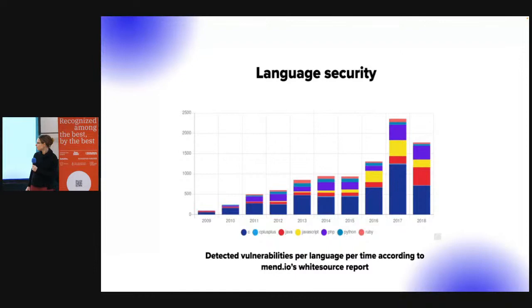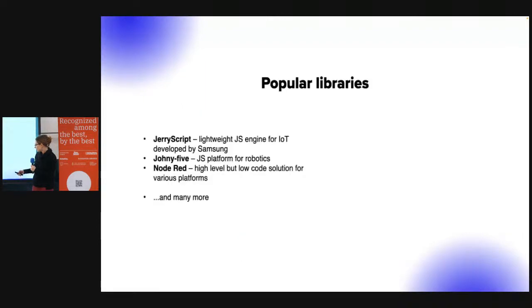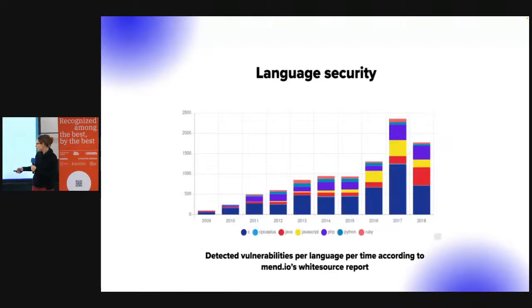And there's also a nice chart about language security from Mend.io's WhiteSource security report. JavaScript is in white here. C is in almost the same purple as PHP.